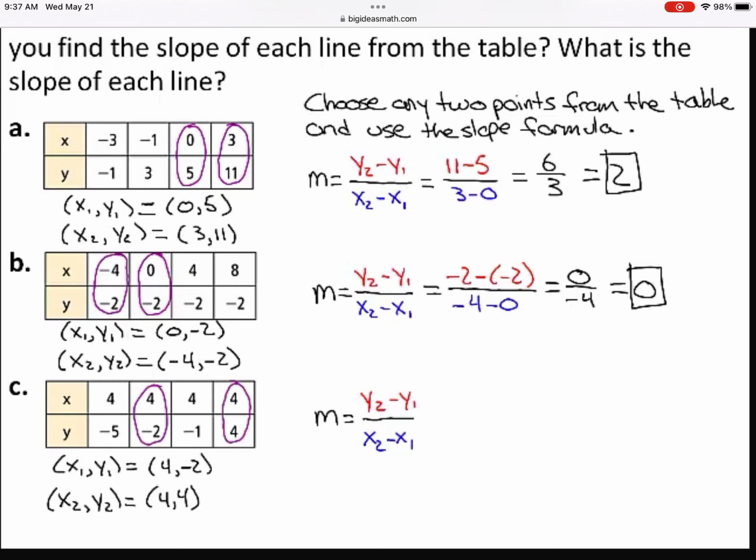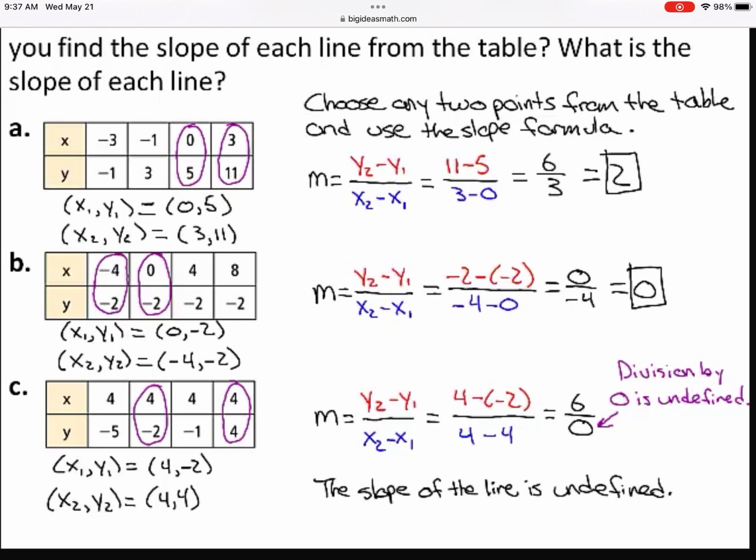So y2 minus y1 is 4 minus -2, and x2 minus x1 is 4 minus 4. 4 minus -2 is 6, and 4 minus 4 is 0. Because division by 0 is undefined, the slope of the line is undefined.